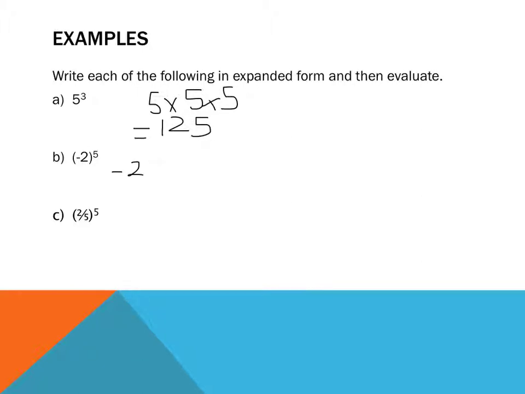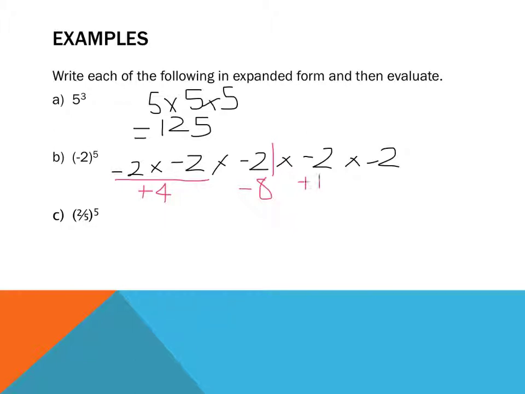It's negative 2 times negative 2 times negative 2 times negative 2 times negative 2. Now, if I don't have a calculator, it's important to note that negative 2 times negative 2 is positive 4. So I'm multiplying positive 4 by negative 2 in the next step. Positive 4 multiplied by negative 2 becomes negative 8. Negative 8 multiplied by negative 2 is positive 16. Positive 16 multiplied by negative 2 is negative 32. So if you see what I did there, I did each step by step if I didn't have a calculator.